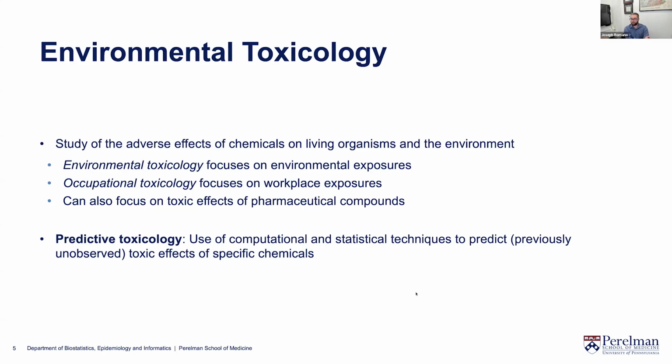I probably don't need to define this, but I like to do it just so we're all on the same page. I view environmental toxicology as the study of the adverse effects of chemicals, but also social determinants of health and other types of environmental exposures, which aren't listed here, on living organisms and the environment that those organisms are in. And there are different slices of that which focus on different types of exposure. Environmental toxicology broadly focuses on exposures in the environment. But more specifically, we can look at occupational toxicology, which focuses on workplace exposures. We can focus on toxic effects of pharmaceutical compounds, and so on and so forth.